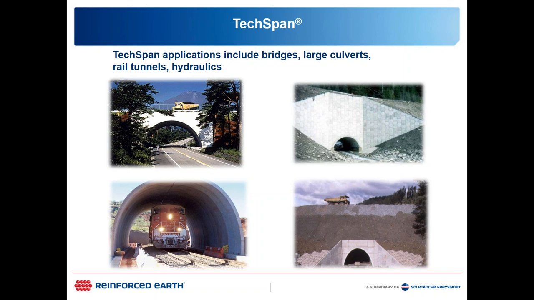MSE structures also work very well with different types of precast arch structures to provide openings. In several situations, a two-span or a single-span bridge could be more expensive than a precast arch. In those kinds of scenarios, an MSE wall can be used very well with a precast arch, reducing the life cycle cost associated with the bridge. These are typical applications like that.